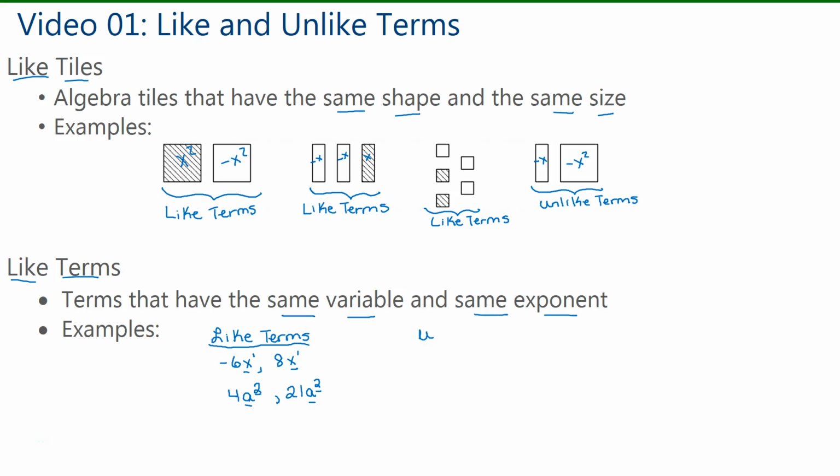Let's look at some unlike terms now. If you had 5x and 5y, they are unlike terms, even though they have the same coefficient, because they have different variables. If I had 2n cubed and 3n squared, they are unlike because the exponents are different.